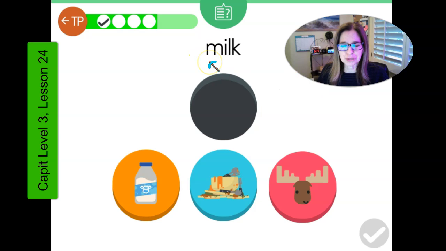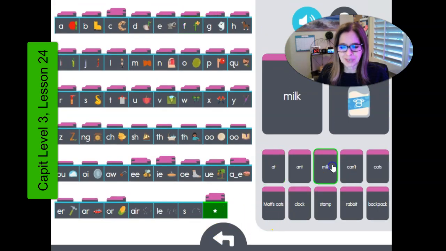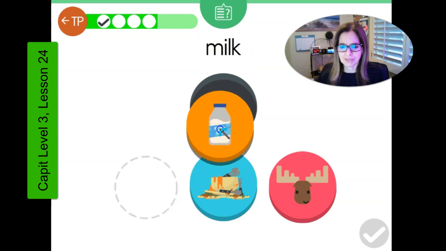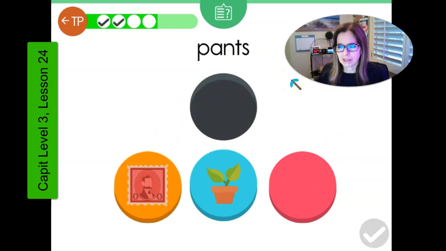This is one of our words from our pocket chart. Do you remember that one? Milk. Notice there's one vowel, one syllable. And I'm telling you this to prove that those two questions work.